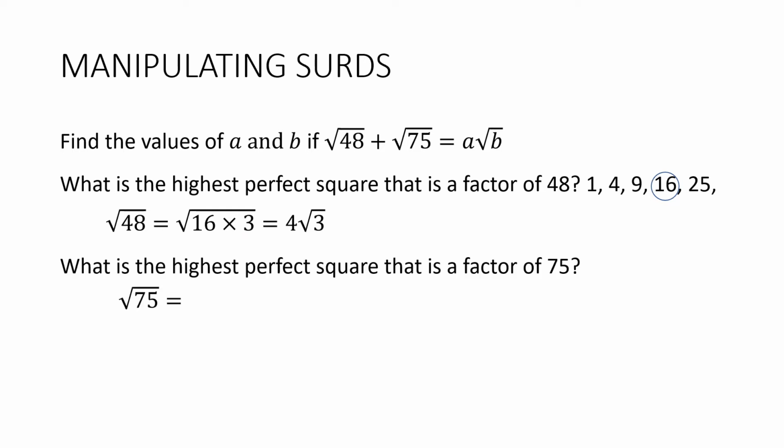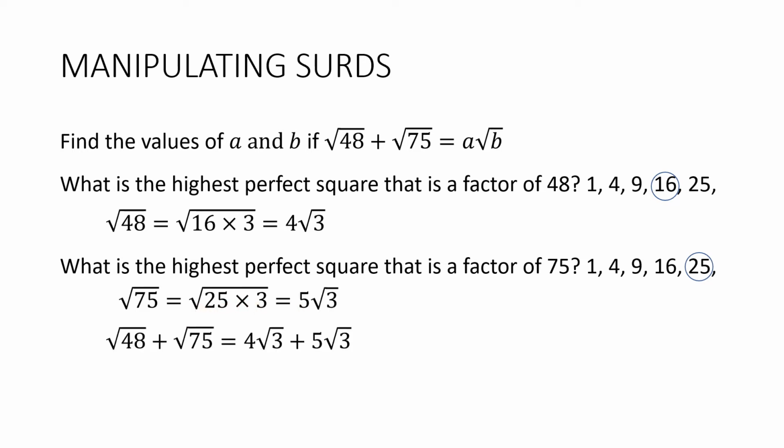Now let's do 75. The highest perfect square that's a factor of 75? Well, that's 25. Let's rewrite 75 as a product of 25, like that. Root 25 is 5, root 3. Okay, now we want to add those together. So square root of 48 plus square root of 75 is 4 root 3 plus 5 root 3, which is 9 root 3. What's a? Can you see? A is 9 and b is 3.